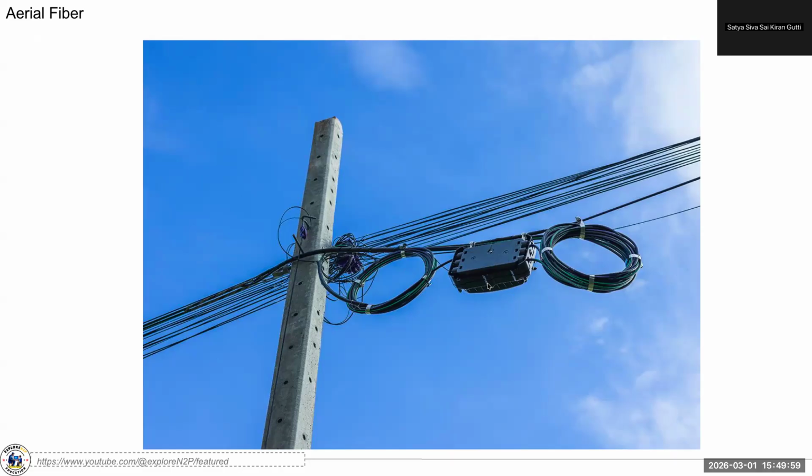This is the splice box. You join two fiber cables here. That is sealed and kept in one splice box. This is called a splice box.